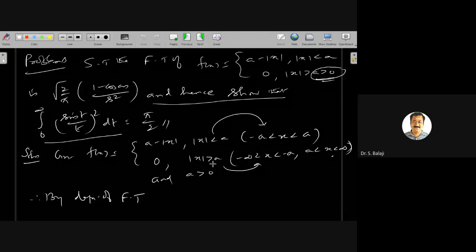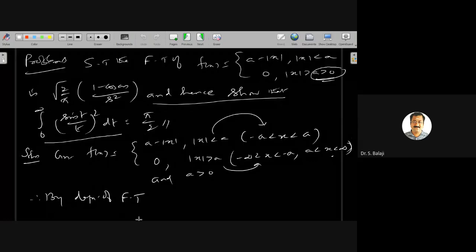Mod x greater than a means x is more than a, so from a to infinity, and because of the modulus symbol, less than minus a also has to be considered, that is, minus infinity less than x less than minus a. Under these two intervals, the value of the function is 0. Under the interval minus a to a, the value of the function is a minus mod x.